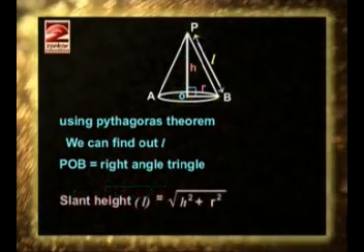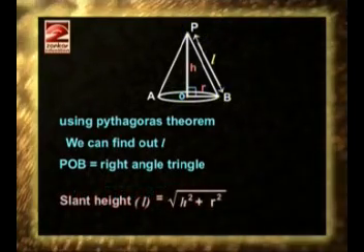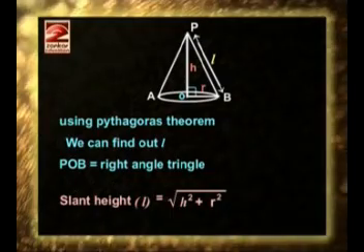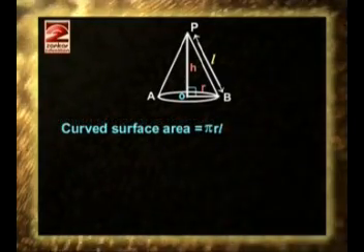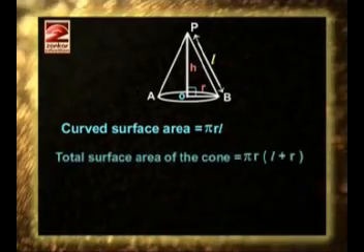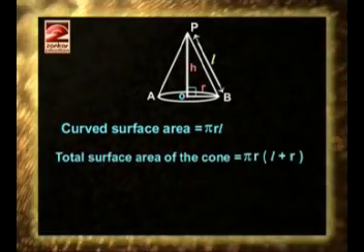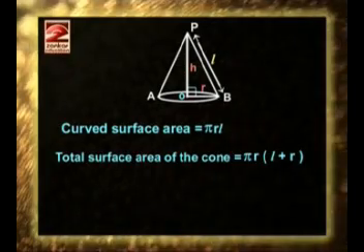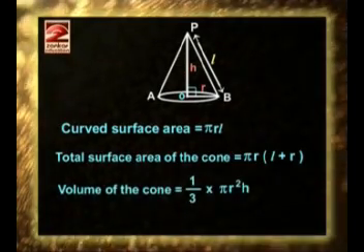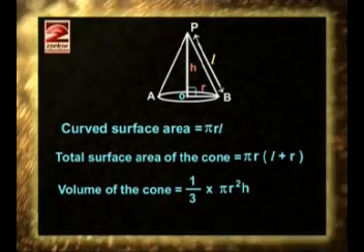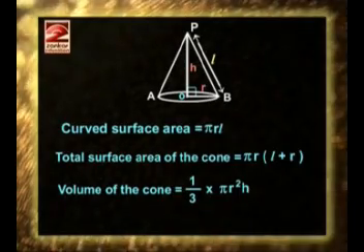triangle. So slant height L is equal to under root H square plus R square. Then curved surface area is equal to pi R L, and total surface area is equal to pi R into bracket L plus R. Volume of the cone is equal to 1 upon 3 into pi R square H.